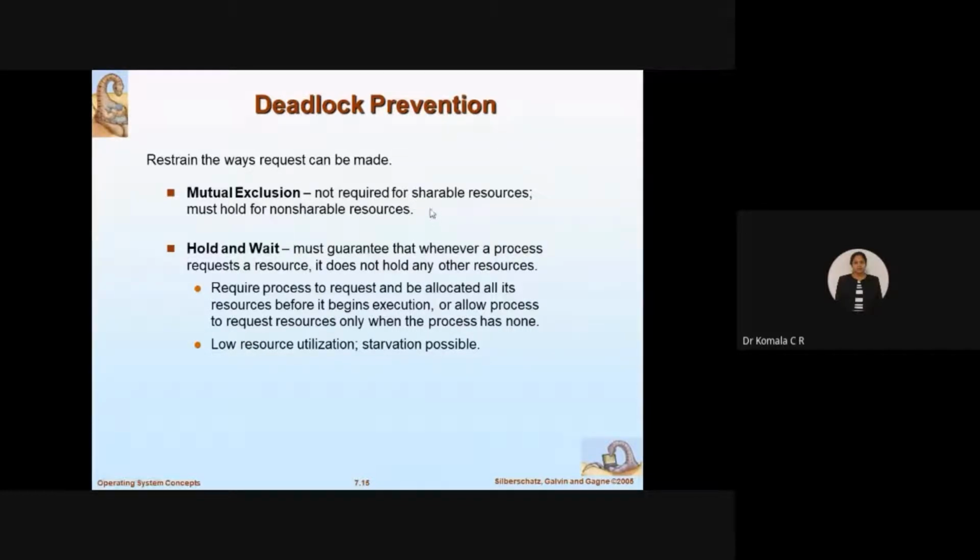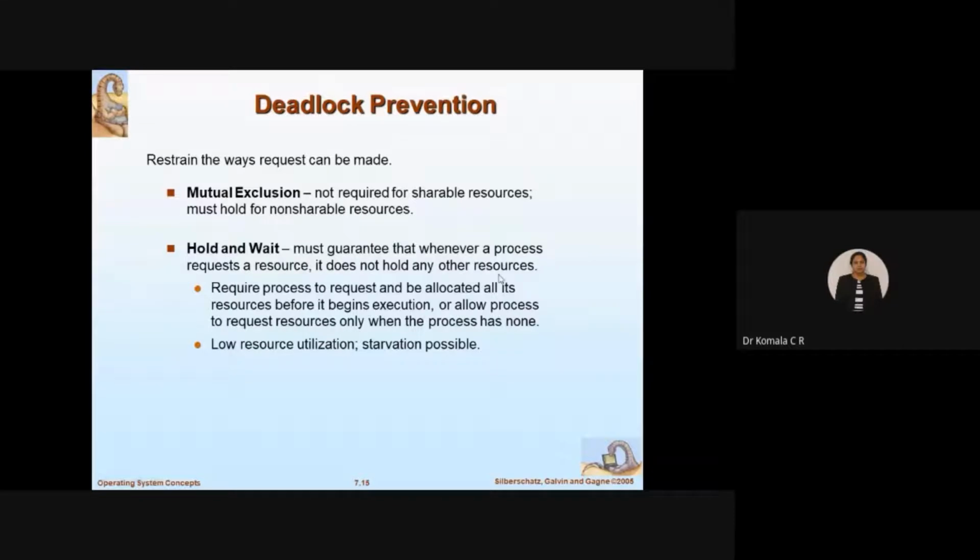Once I have allowed one process to execute, I will not share this resource with any other process. So I will go for a non-shareable resource, and I will hold it such that it will not be shared. That is the technique under mutual exclusion. So what is the next step? I have hold and wait.